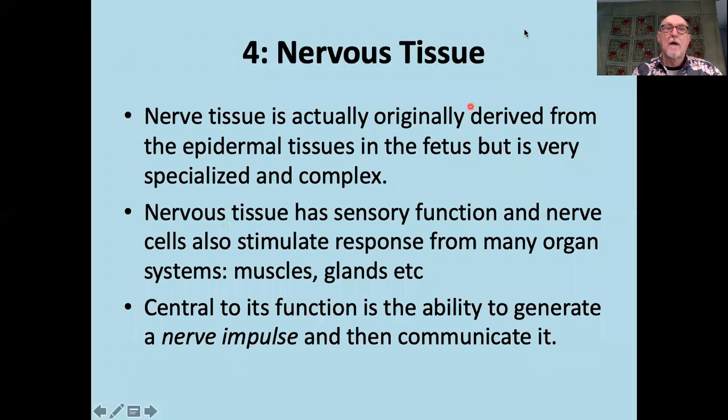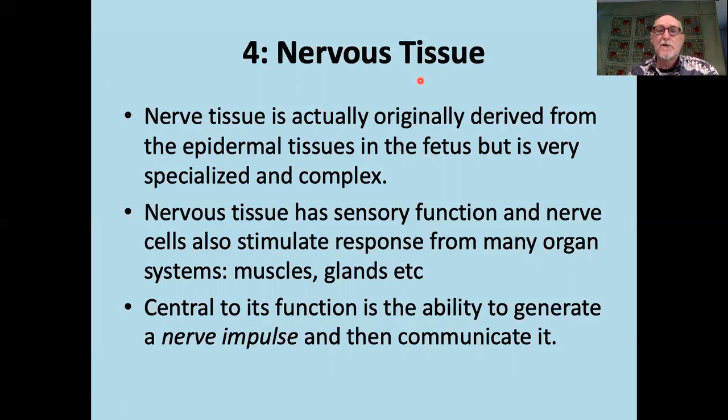Okay, so let's finish this discussion of tissues by talking about nervous tissue, our fourth kind of tissue. Nervous tissue is, again, extremely specialized, but it is actually derived originally from epidermal tissues. When you look very early on at fetal development, that is where it originates from. But very soon in development, it becomes extremely specialized and very complex. And there are many, many kinds of nerve cell. But they all have a particular characteristic.